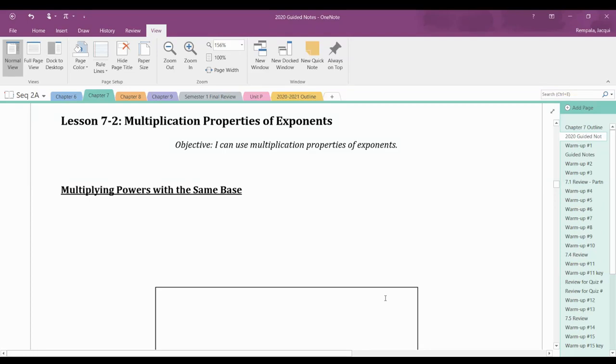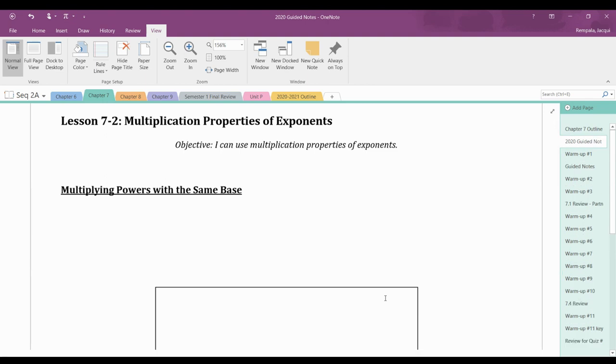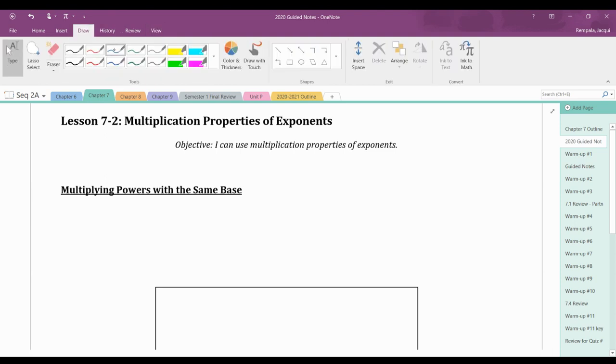Today we're going to look at lesson 7.2, which is about multiplication properties of exponents. So that's our objective. Today we are going to use the multiplication properties of exponents. If we want to multiply powers with the same base, I want us to think about this.